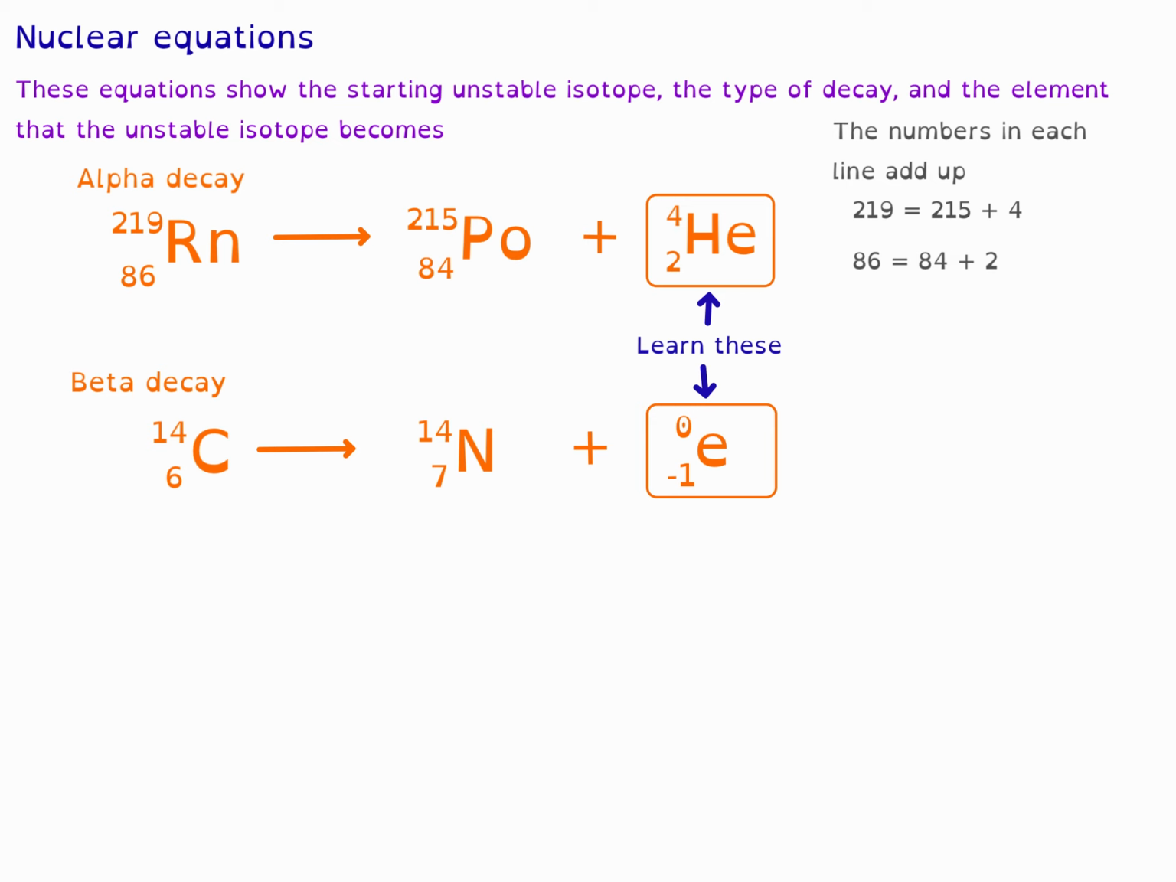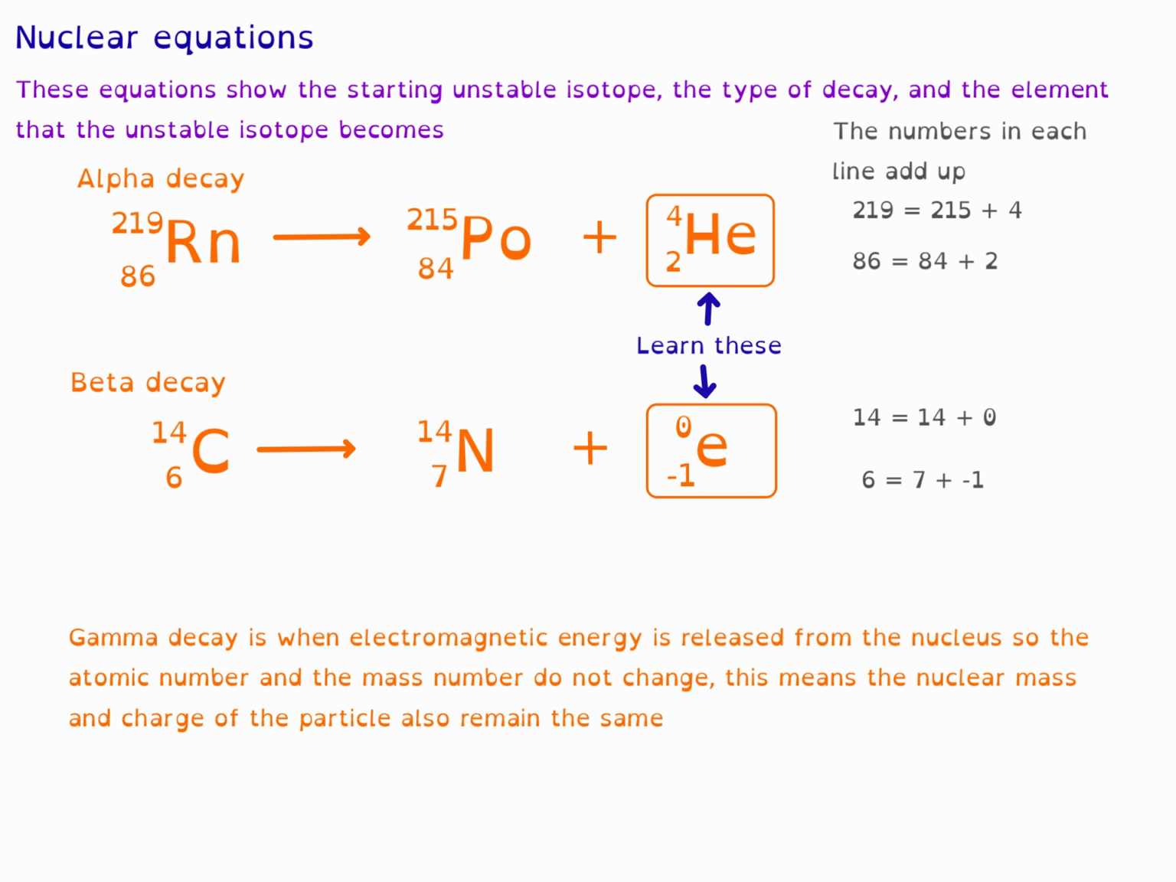The same goes for beta decay. We have 14 as our mass number on the left-hand side for carbon, and if we look at the right-hand side, we've got 14 for nitrogen and 0 for the electron, and so that gives us 14. If we look at the atomic numbers, carbon has an atomic number of 6, nitrogen has an atomic number of 7, and our electron, its atomic number is -1. 7 plus -1 is 6, so that balances as well.